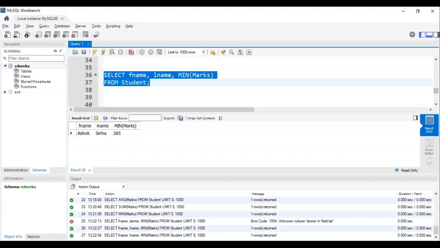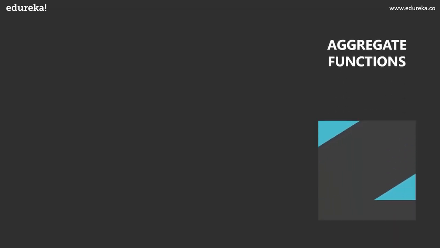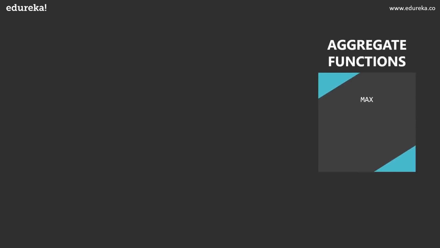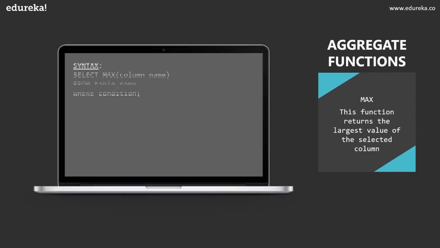Ashok Sinha has scored 385 marks, and this is the minimum marks in this entire table. And the last aggregate function that we're going to discuss is max. The max function returns the largest value from the selected column. And the syntax is select max of column from table where condition.